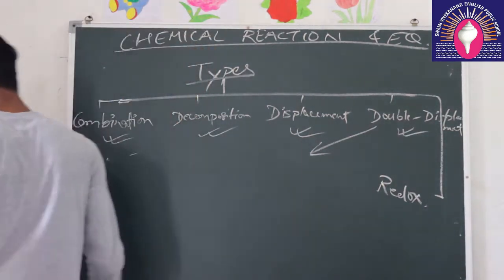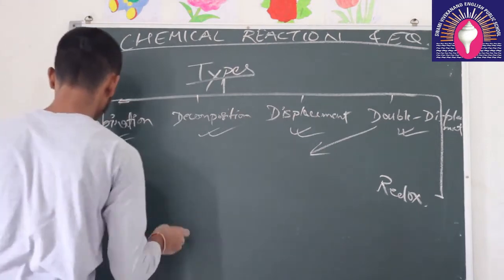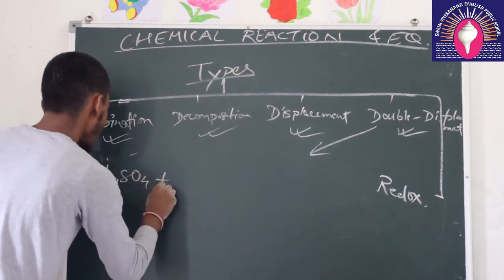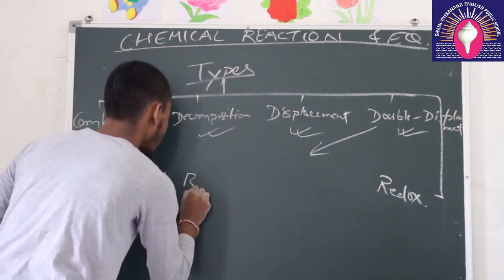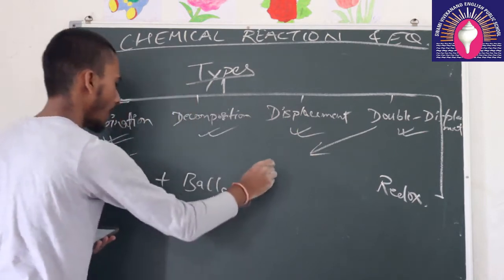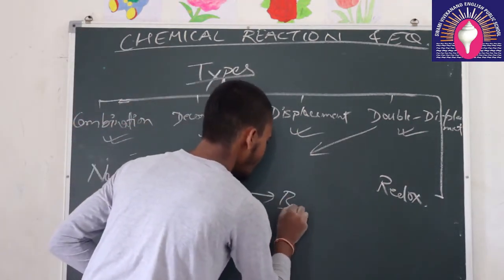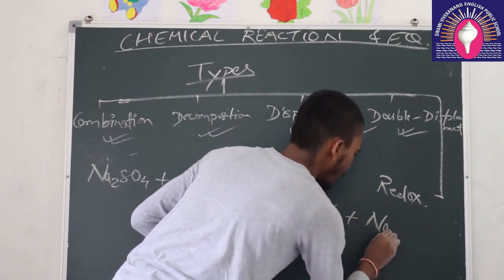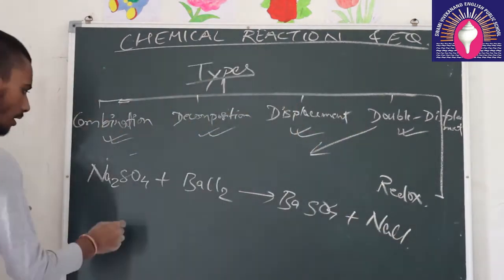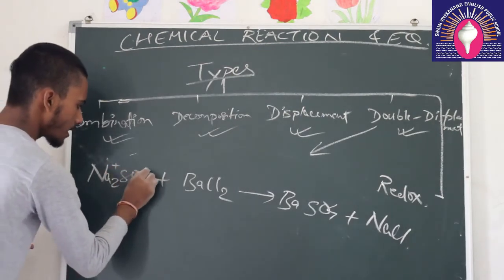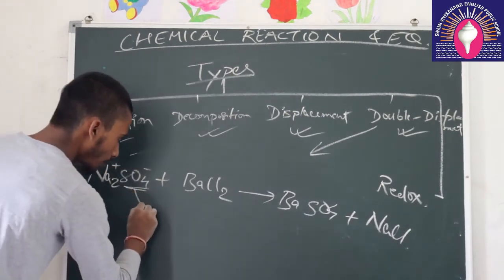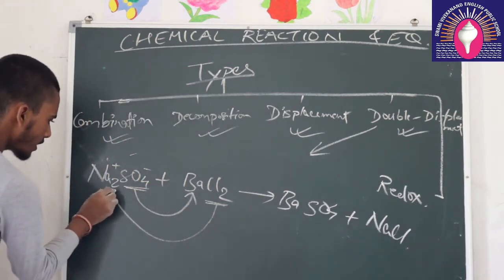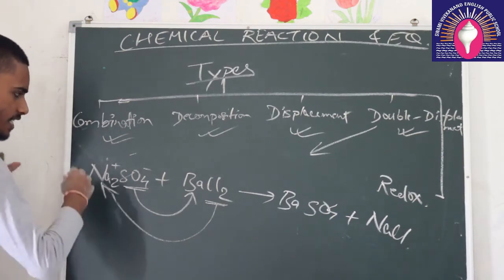Taking an example of double displacement reaction, sodium sulfate plus barium chloride gives barium sulfate plus sodium chloride. Here we see that the ions get exchanged. This SO4 got mixed with the barium and this chlorine is joined with this sodium. There is exchange of ion.